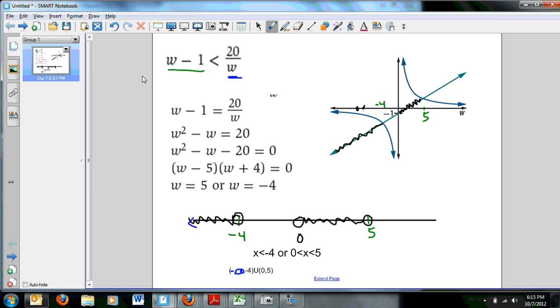Obviously we'll get a lot of practice with this in the homework, but this is just step by step: find your graph first, see where it is, find the intersections, and then be careful. If you need to test some points in the inequality, do that. Put in a 1. 1 minus 1 is 0. 20 divided by 1 is 20. 0 is less than 20. Yeah, it's got to be shaded.